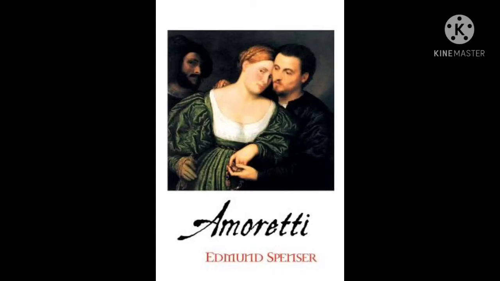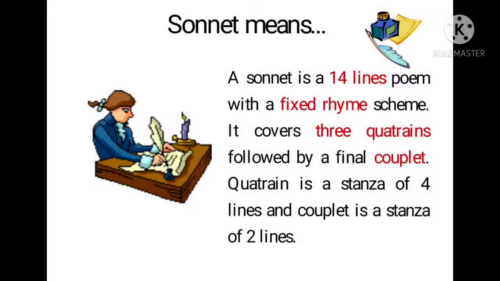So, before going further, let us understand the definition of a sonnet. A sonnet is a 14-line poem with a fixed rhyme scheme. It covers 3 quatrains followed by a final couplet. A quatrain is a stanza of 4 lines and a couplet is a stanza of 2 lines. So the structure of the sonnet form is 4 plus 4 plus 4 plus 2. I hope it is clear to you all.